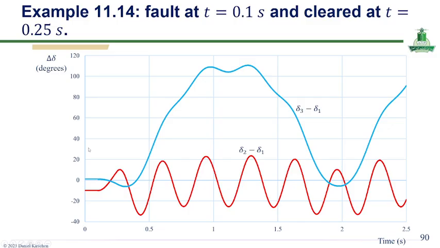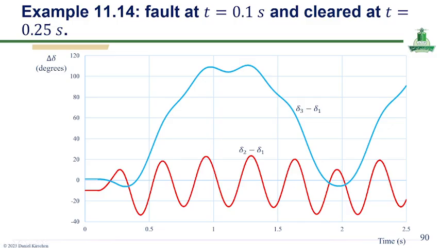Okay. In this slide, I want to analyze the dynamic response of the power system during the transient fault condition. The fault occurs at t equal to 0.1 second and is cleared at t equal to 0.25 second. This graph illustrates the rotor angle differences with respect to generator 1, especially delta 2 minus delta 1 shown in red, and delta 3 minus delta 1 shown in blue.